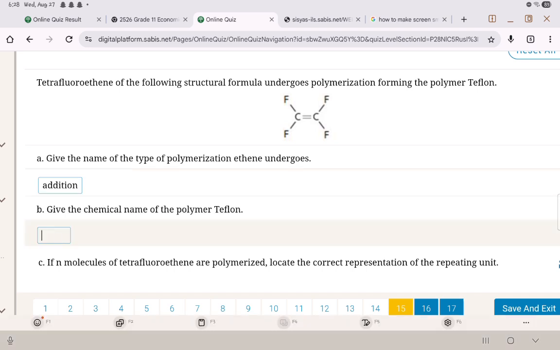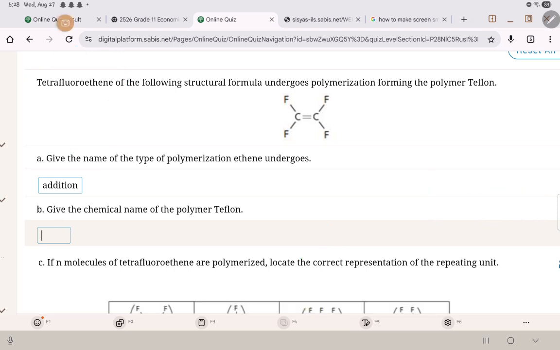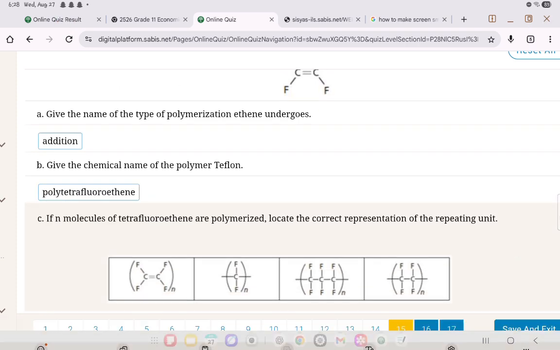polymerization. Give the chemical name of the polymer Teflon. Teflon, okay, is made from tetrafluoroethene. Its polymer name is very simply what? It's poly, and then tetrafluoroethene. This is very simply its chemical name. If you see, for example, XYZ, and they want you to write the polymer of it, it's going to be poly XYZ, right? So, it's going to be poly tetrafluoroethene. You see how many times we've written it? My keyboard has it memorized. Let's move on to part C.